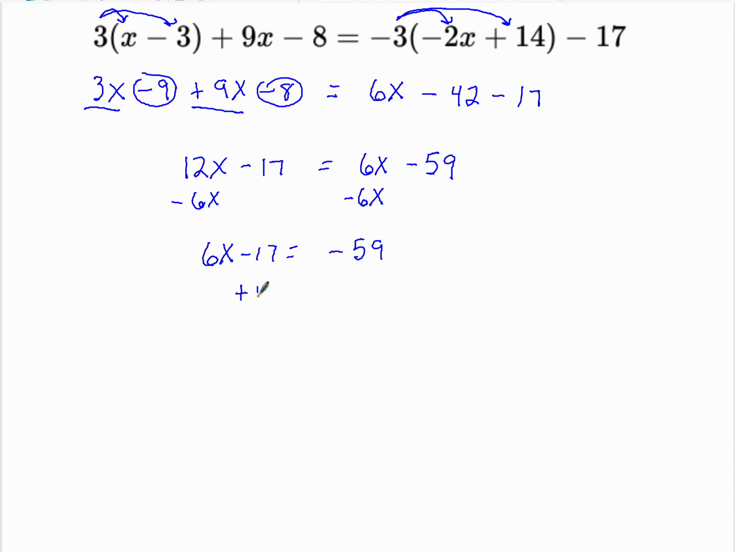Now add 17 to both sides. And 6x equals negative 42. And my last step is to divide by 6. So x equals negative 7.